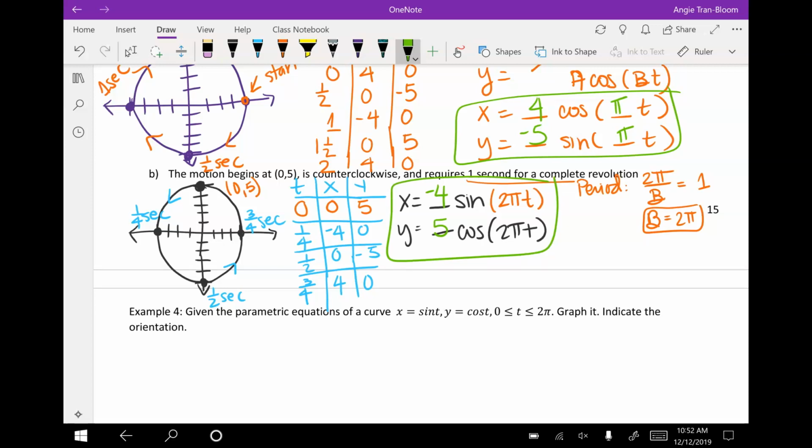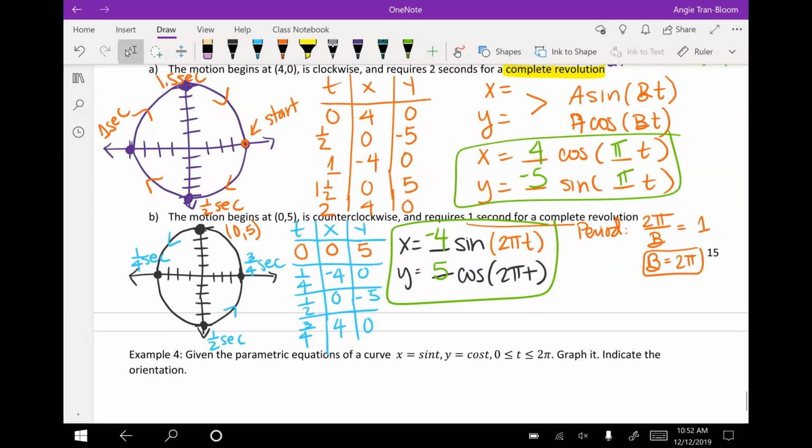Do you guys see a pattern at all on those amplitudes? Look at a and b. Is there a pattern on the amplitude? Yeah, okay. So if a table helps you find the amplitude, then make a table. All right, example 4.